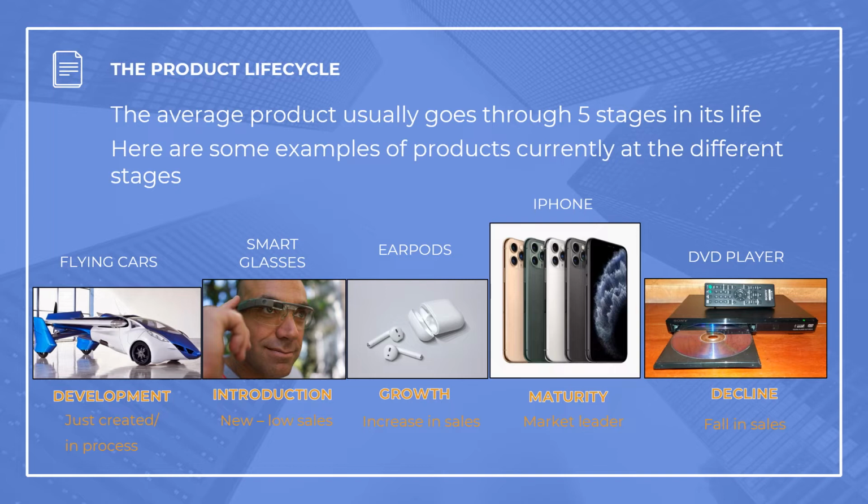Then we've got an item that is currently in growth. So they're earpods for different brands, but obviously the Apple brand seems to be the major leader in this market. And they are currently at an increase in sales. So that is a market that is on the rise. Then we've got iPhone. Now, any iPhone is basically the market leader in phone sales at the moment. And that is what we call maturity. It is at its sort of peak, its highest sort of level of sales, and it doesn't look like it's showing any signs of decline.